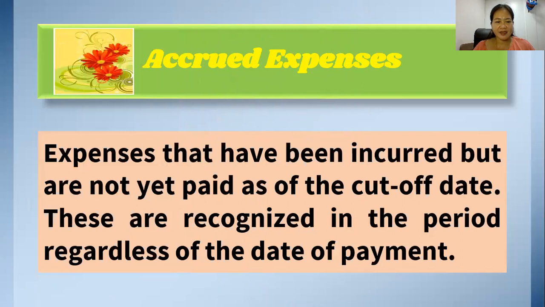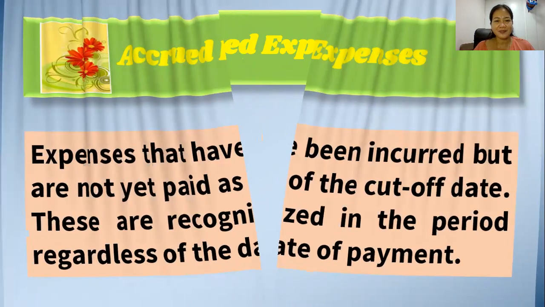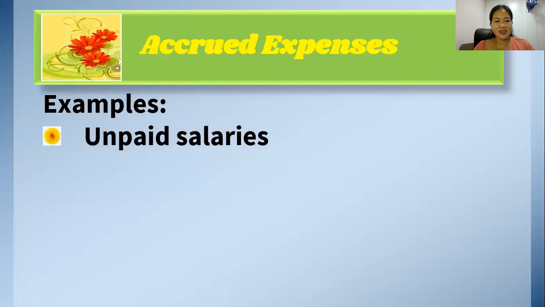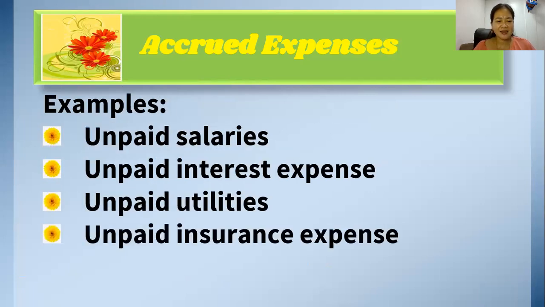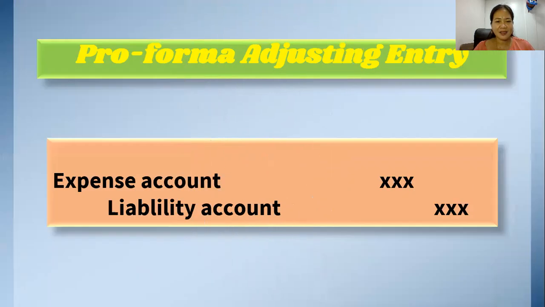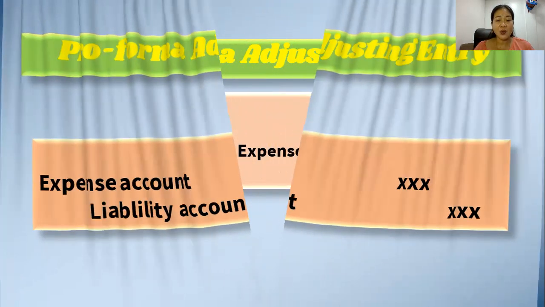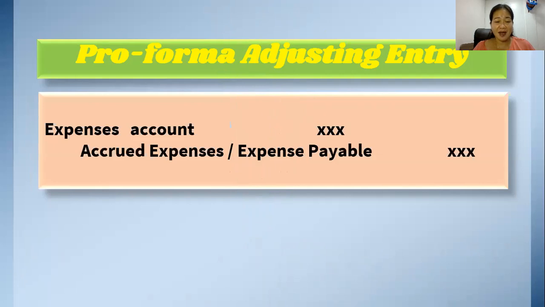First, we have accrued expenses, expenses that have been incurred but are not yet paid as of the cutoff date. These are recognized in the period regardless of the date of payment. Examples of accrued expenses are unpaid salaries, unpaid interest expense, unpaid utilities, unpaid insurance expense. The pro forma entry to record adjusting entries is a debit to an expense account and a credit to a liability account, or debit expenses account, credit accrued expenses, or expense payable.